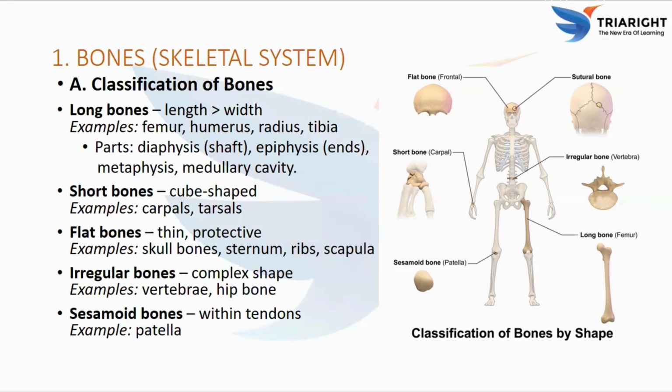What do we mean by long bones? These bones are longer than they are wide, and they help with movement and support. What are examples of long bones? The femur, which is called the thigh bone. The humerus, which is called the upper arm bone, and the radius and ulna, which are the forearm bones. Another example is the tibia, a leg bone.